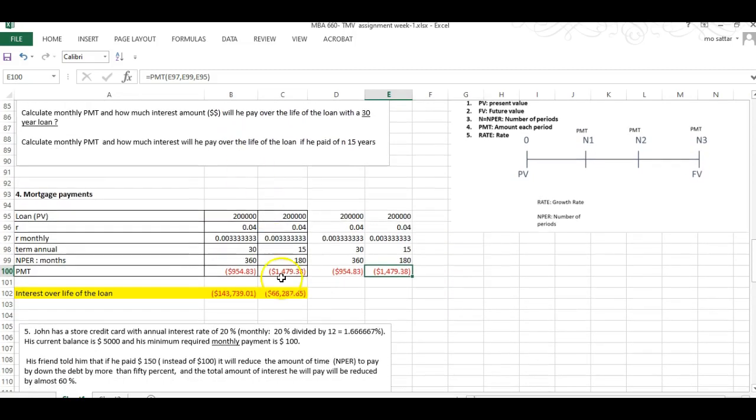Now, the second part of the question was, how much interest will John pay over the life of the loan? How much interest will we pay? So the way to figure that out is basically you figure out the total amount you will pay over the life of the loan.